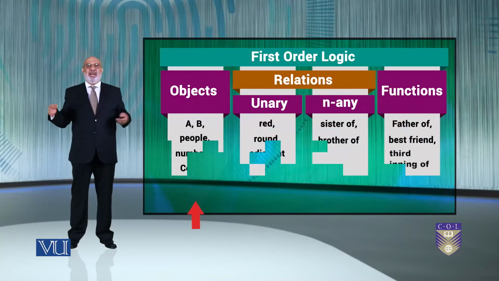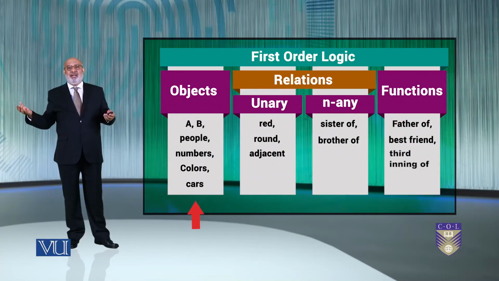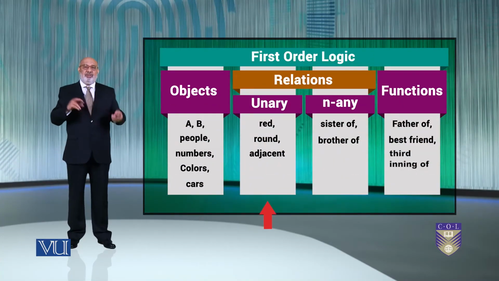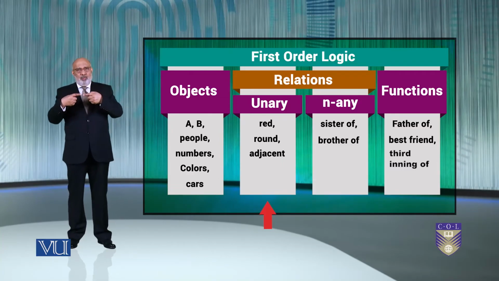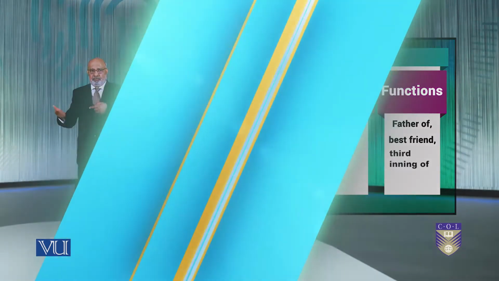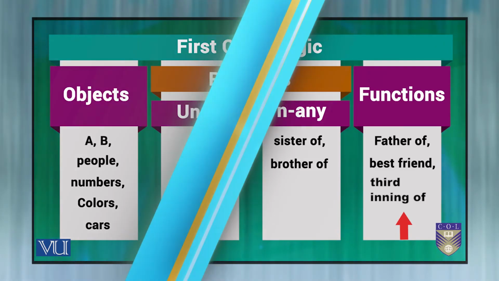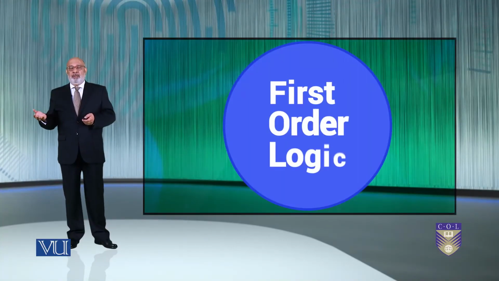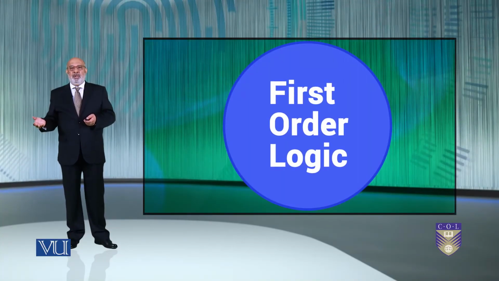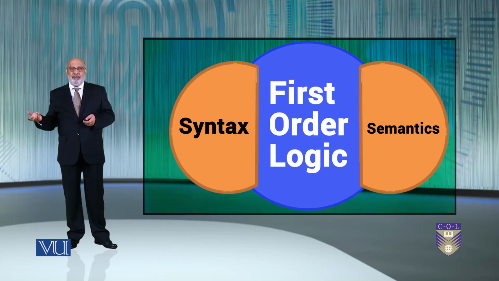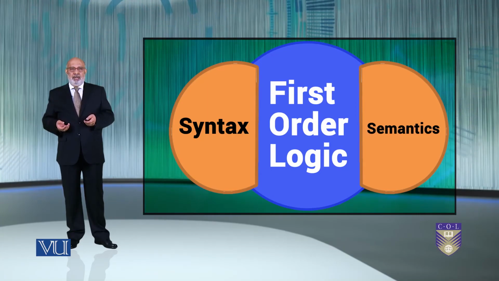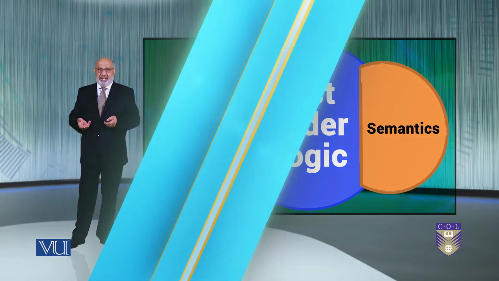So objects like A, B, people, numbers, colors, cars, and so forth. And relations can be unary, binary, or n-ary relations, like sister of, brother of, okay? A function, for instance, father of, best friend, and so forth. As in natural language, first order logic also has syntax and semantics. We will come across that when we go into more detail.